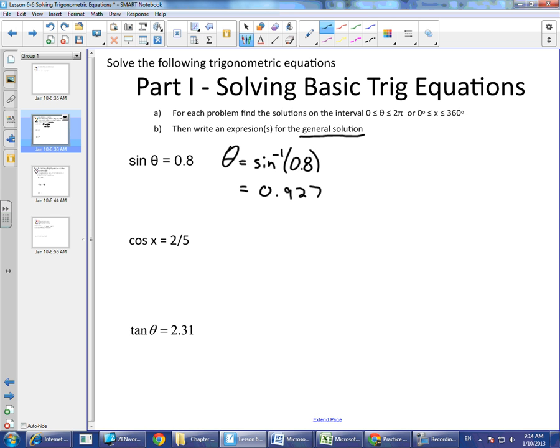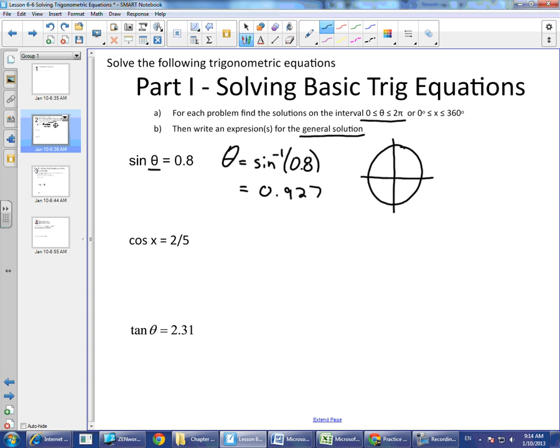Now, as we know, this equation is going to have two solutions on one cycle of sine or on one rotation around the unit circle. So our calculator doesn't directly give us those, and we have to find them on our own. Again, I'm in radians here because the interval for theta is in radians, so I'm going to make sure my calculator's in radians as I do this.